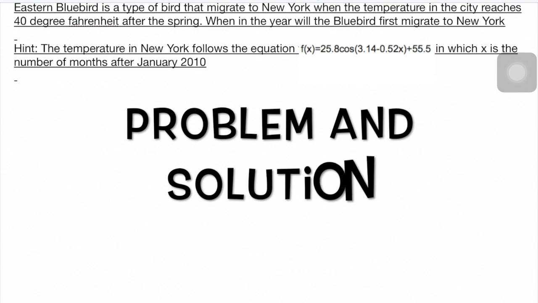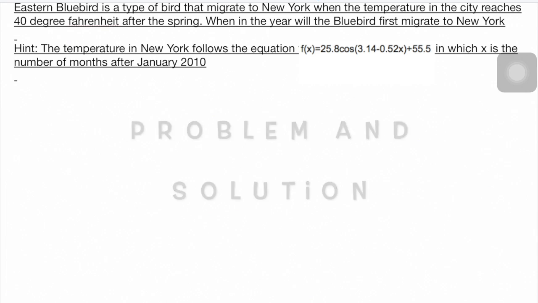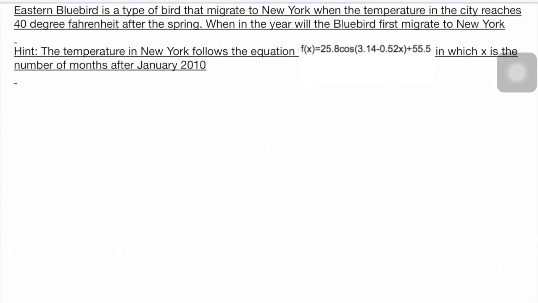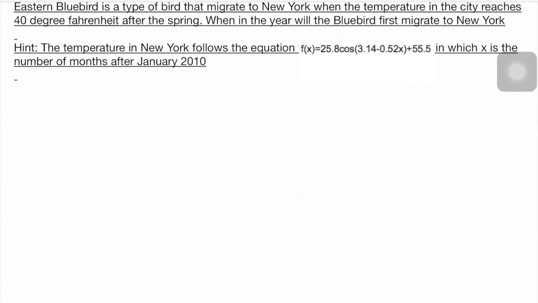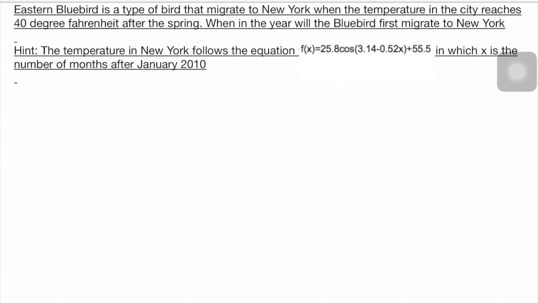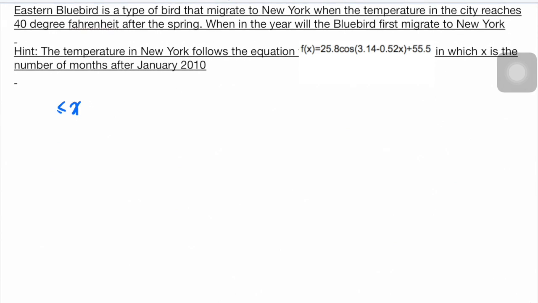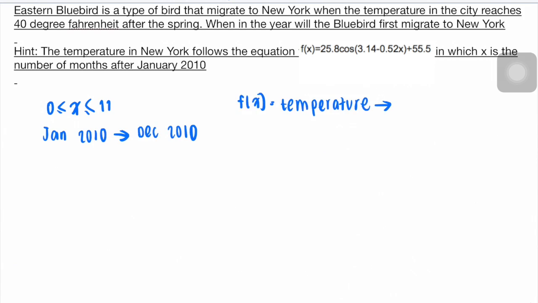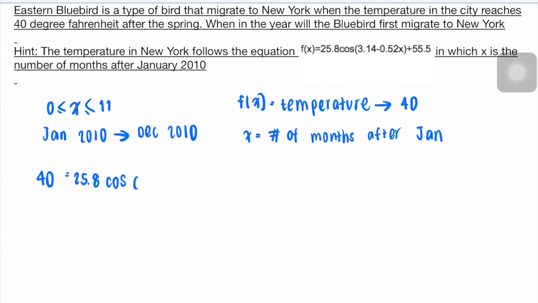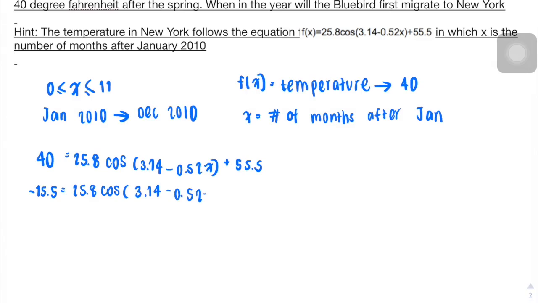The Eastern bluebird is a type of bird that migrates to New York when the temperature in the city reaches 40 degrees Fahrenheit. What time of the year will the bird migrate to New York based on the formula below? Since this is a representation of 1 year, the x value is between 0 and 11, in which 0 represents January and 11 represents December. f(x), which is the temperature, has to be set at 40 degrees and the x value is still unknown. The solving process is basically plugging 40 into f(x) and solving for x.